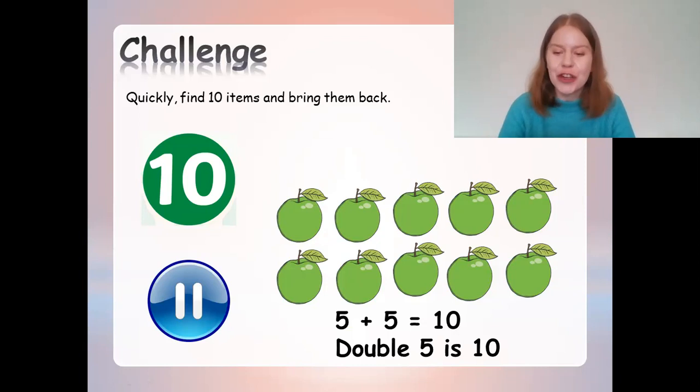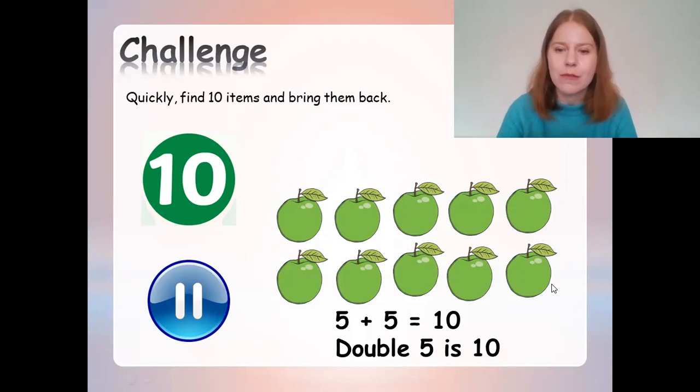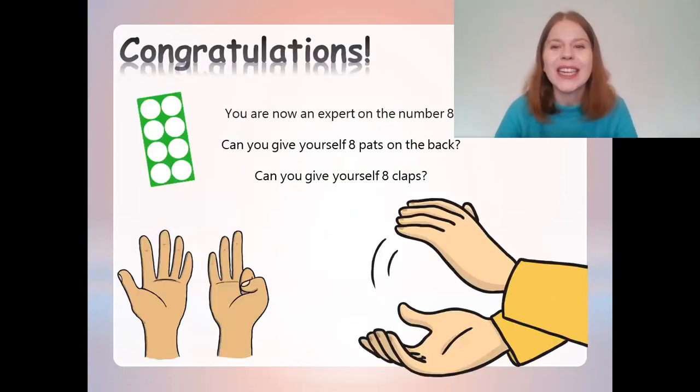Well done. You've brought back 10 items, but I laid mine out as 5 on the top and 5 on the bottom because I know 5 add another 5 equals 10. Double 5 is 10. Well done, everybody. Now you are an expert on the number 10.